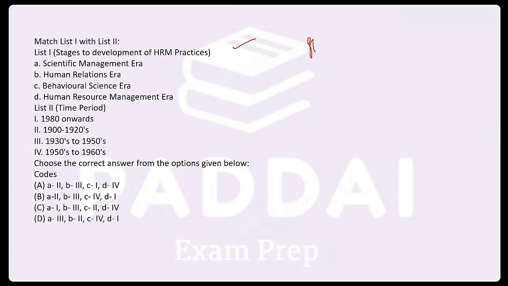Match the following with the stages or evolution of human resource management practices. So you have to match the era with the year. Scientific management era, human relation era, behavioral science era, human resource management era. And the years are given. Answer this.